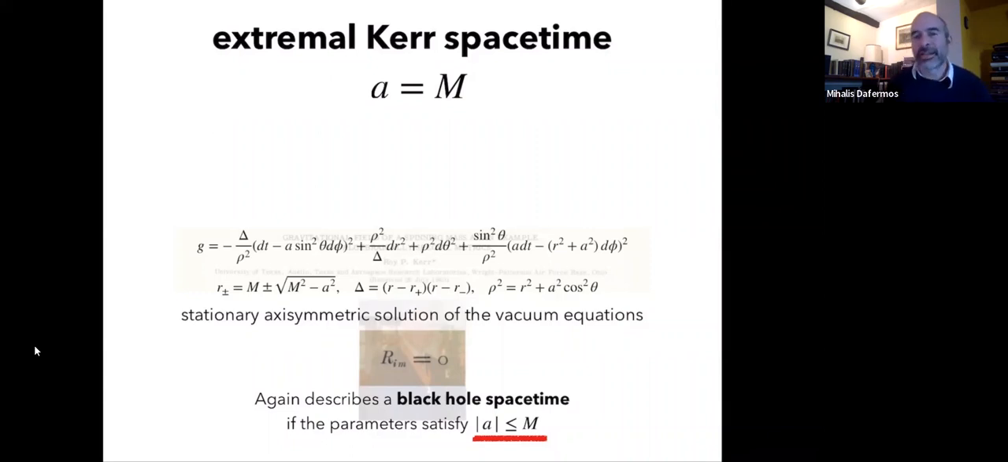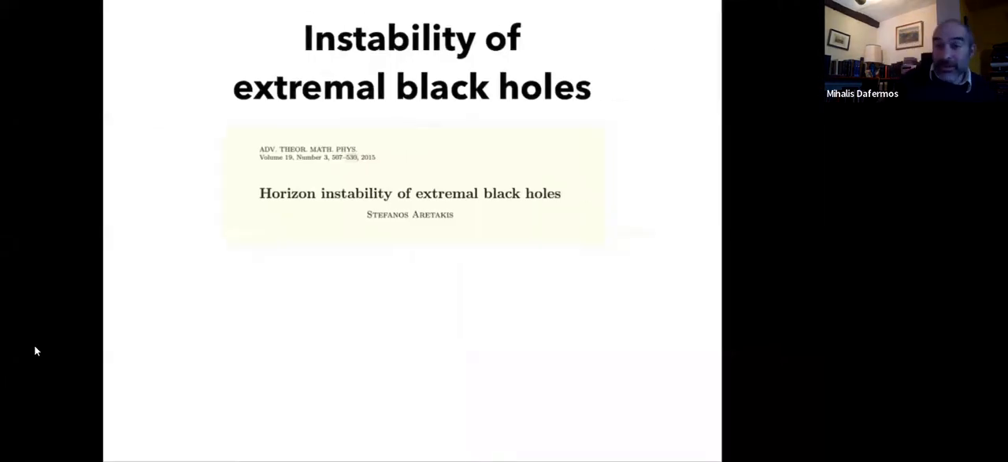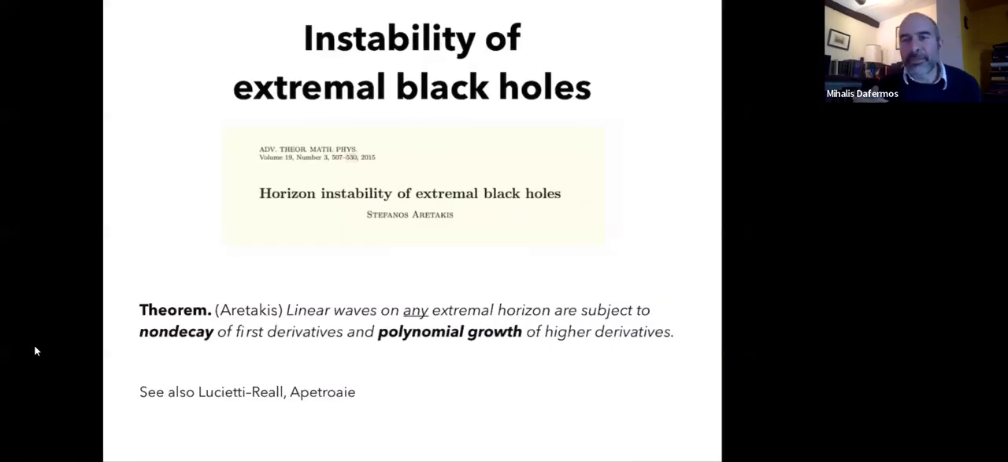So the case where we have equality, the so-called extremal case, is interesting because again, it describes a black hole, but it is the case of maximal rotation. Remarkably, around 10 years ago, it was discovered that all extremal black holes, so all black holes that share a certain geometric property with extremal Kerr, suffer from a very elementary instability associated to the event horizon, associated to the boundary of the black hole region. So this is the famous Aretakis instability. And the theorem basically, and it's a very general theorem on black hole backgrounds, says the following.